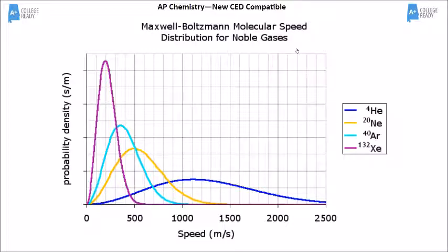Well, if we look at all the noble gases, helium, neon, argon, and xenon, we can see that helium is the fastest molecule. We know that because it goes from 0 to 2500. So those molecules are really, really fast. And that makes sense because they're the smallest molecule. Xenon would be the slowest molecule because it weighs the most. You won't have to calculate how fast they go. You just have to be able to read and interpret graphs.